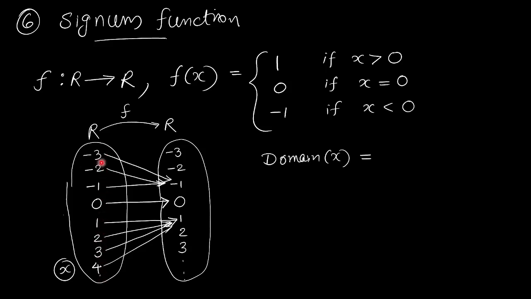Arrows starting from all numbers. So the domain is R. Let me complete it. After that you can ask me doubt. Okay, range.